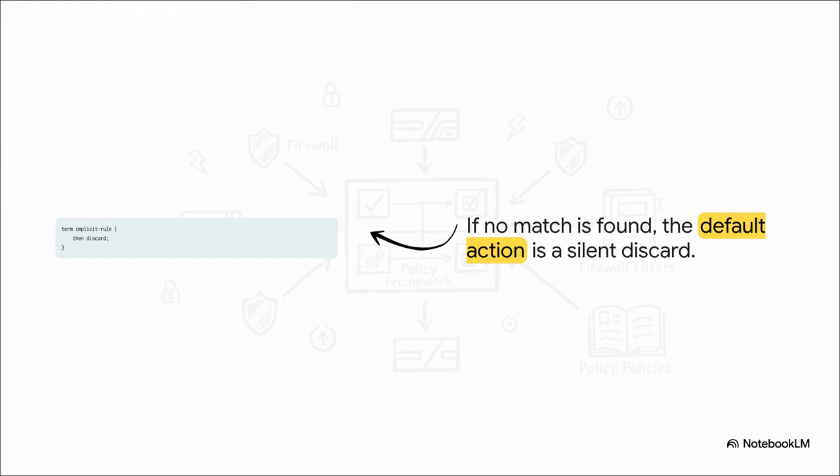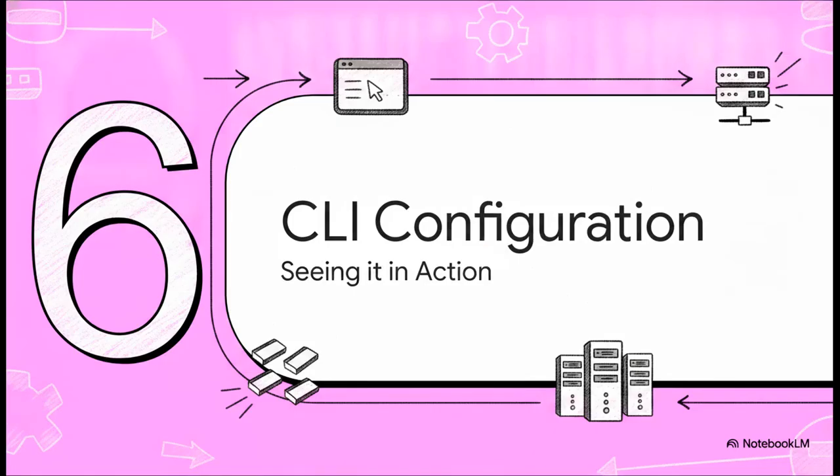Now, this is a crucial safety mechanism, for sure. But if you don't know it's there, you might accidentally drop perfectly legitimate traffic just because you forgot to write an accept term for it. Finally, Section 6, Configuring and Monitoring. Let's see this in the CLI.